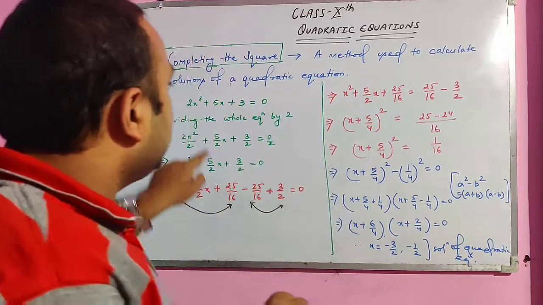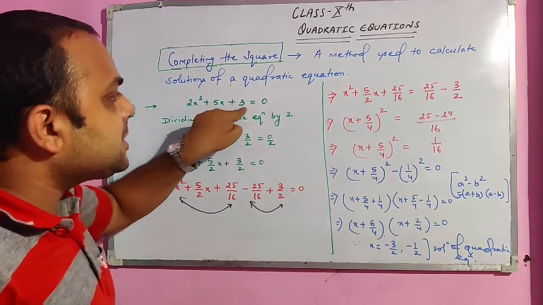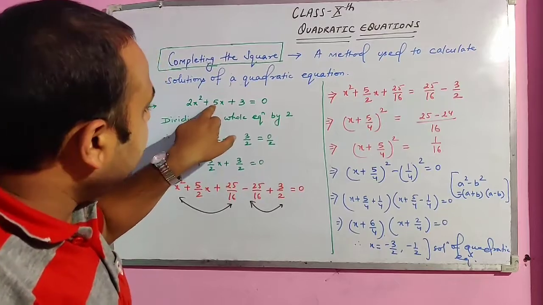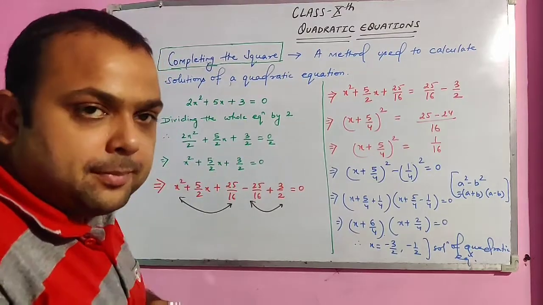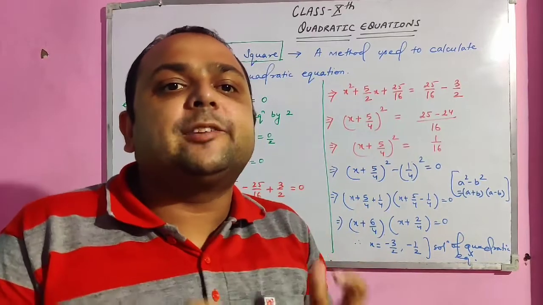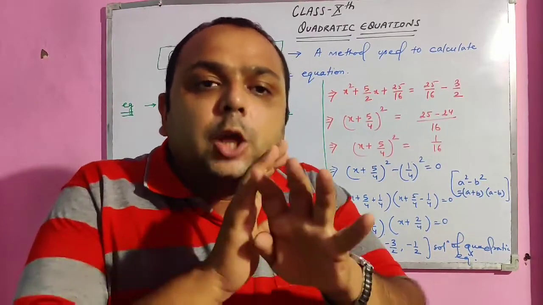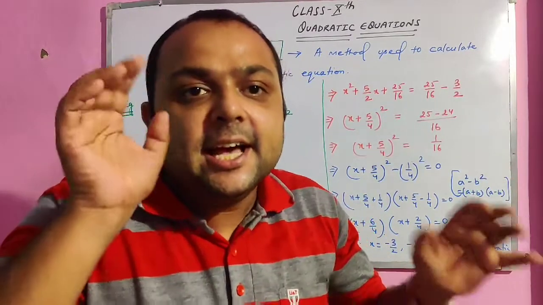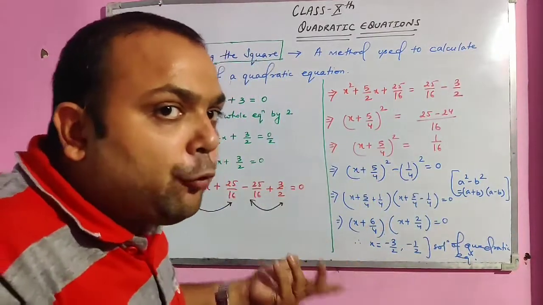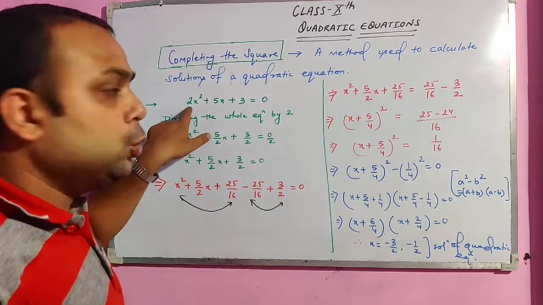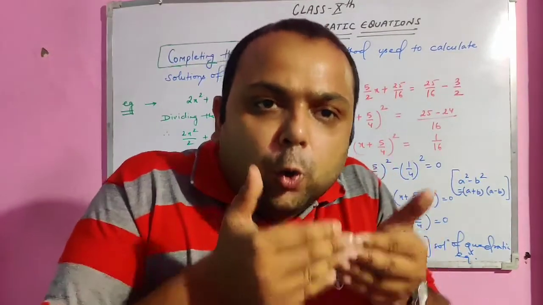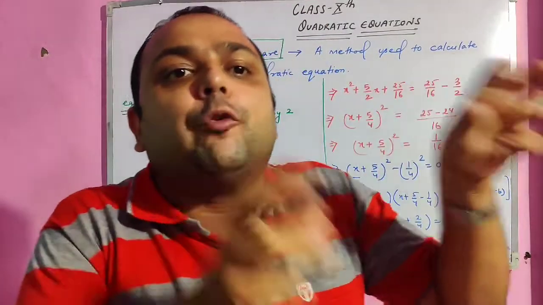We have an equation 2x square plus 5x plus 3 equal to 0, in which a is 2, b is 5 and c is 3. The first step to solve a problem by completing the square is to divide the whole equation by a, that is the coefficient of x square. So what is the coefficient of x square in this question? 2. Either it may be 3, 4, whatever. We have to divide the whole equation with that coefficient.